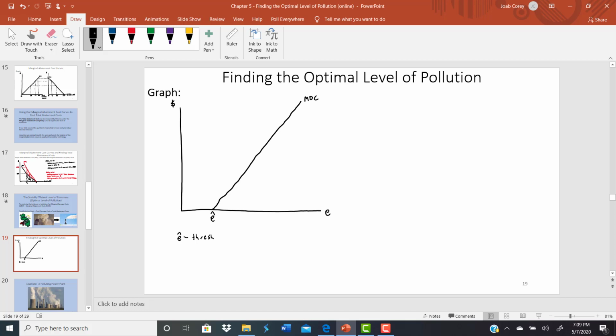So again, E hat is our threshold level of emissions, or the amount of emissions that the Earth can handle given its assimilative capacity before it suffers any undue negative effects. And then we're going to have a marginal abatement cost curve that looks something like this. Again, it's going to increase from right to left.